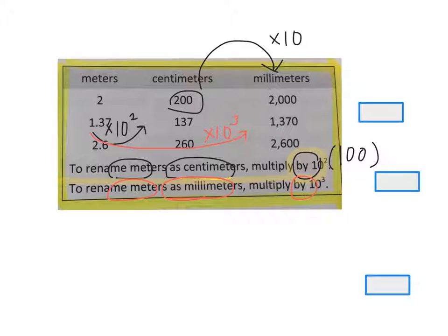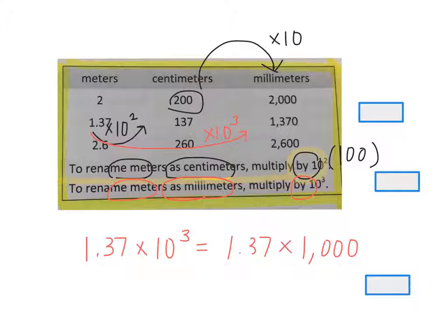So what's 1.37 times 10 to the power of 3? 1.37 times 10 to the power of 3 is the same thing as 1.37 times what? 1,000. When we multiply by 1,000, are we shifting to the left or to the right? Okay, so we have to shift those digits how many times to the left? 3. Go ahead and do that.